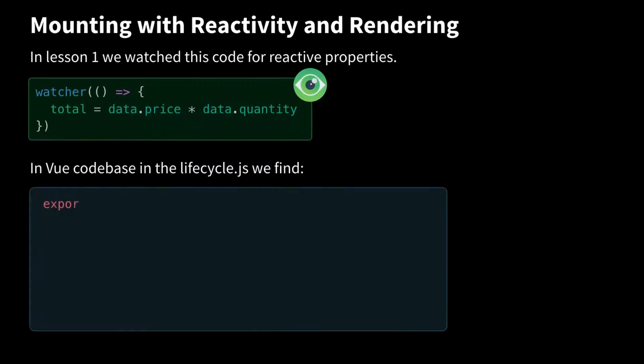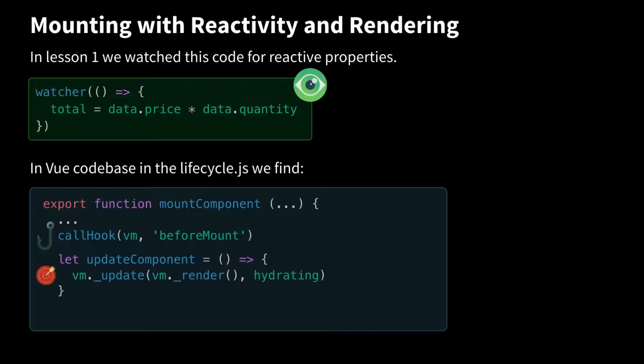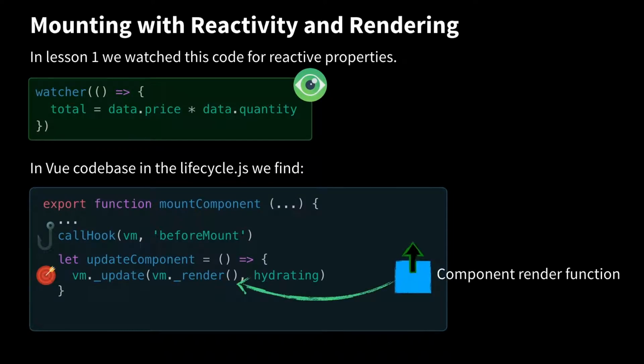Similarly, in the Vue codebase in lifecycle.js, inside the mount component function, we have our call hook before mount. Then we have a function, which is basically going to be our target, if you remember the first 2 lessons. Inside there, we can see that it calls our component render function, and it's that anonymous method that we send into our watcher.